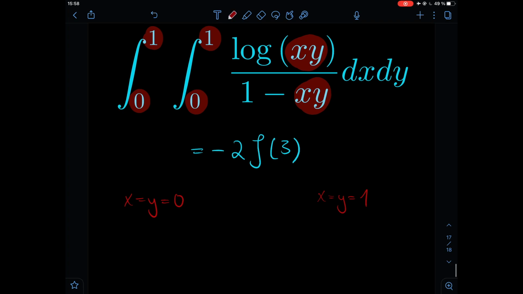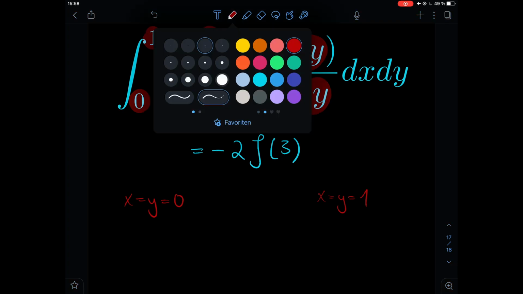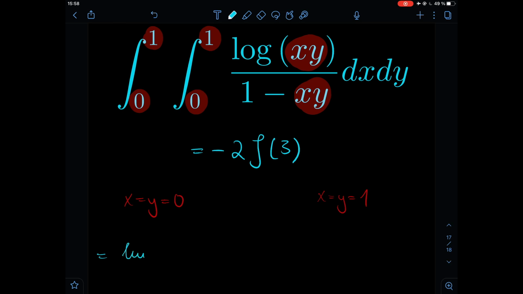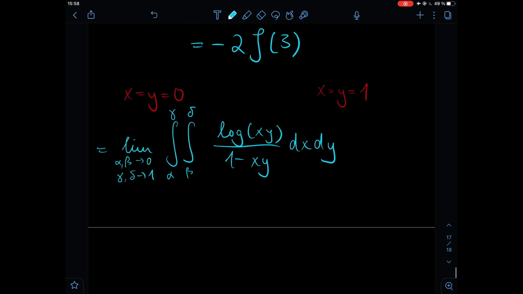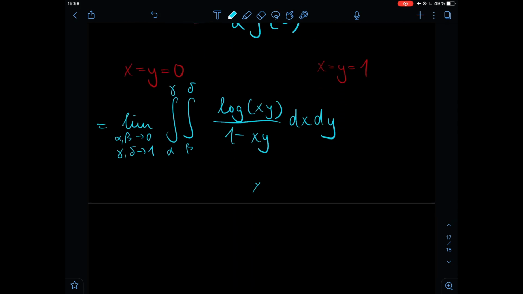So we have to treat it as an improper integral, so what we will do is use a different color. We will have the limit, and we introduce some parameters like alpha to gamma and beta to delta, and then we have alpha and beta going to 0, and gamma and delta going to 1. And then our normal integral log of xy divided by 1 minus xy dx dy. And now we can solve this integral because x and y are now in the area between 0 and 1, with 0 and 1 excluded, and the integral is well defined.